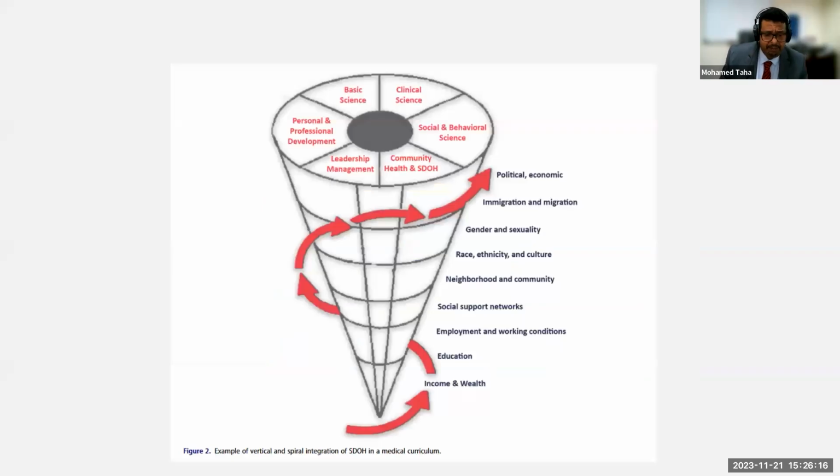education, income and well-being, and political and economic factors affect our health. At the vertical level, with a vertical and spiral approach, it can be in this way. We have the clinical science, social and behavioral science, community health, leadership, and personal skills. And we have these elements such as income, education, employment, social support, and how we can create a spiral approach integrating this social determinants of health across the curriculum from day one till graduation.